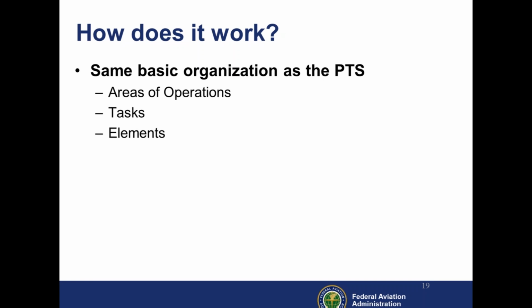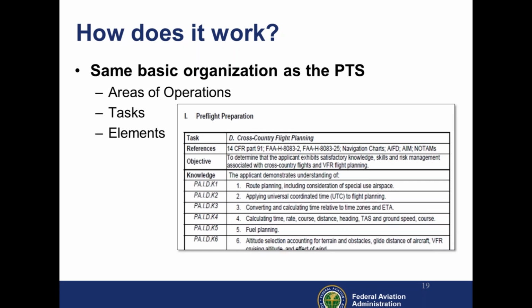Here's an example. This is part of an ACS excerpt. So your area of operation in this example, this is area of operation 1, which is pre-flight preparation. And then your task would be task delta, which is called cross-country flight planning. And then you have all these elements then listed down off the side. Okay, so it looks a little bit different than the PTS, but the general structure is the same.